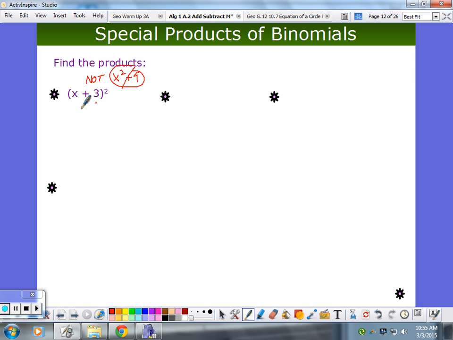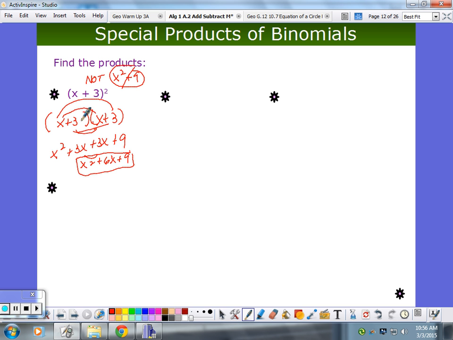Don't you want to make that x squared plus 9? Nobody does? Don't do it. Because x plus 3 times x plus 3, isn't that x plus 3 squared? Yeah. Now we're going to use FOIL. Firsts, outsides, insides, lasts. Combine your OI. X squared plus 6x plus 9. See how it's not x squared plus 9? There's an OI. There's an outsides and an inside.